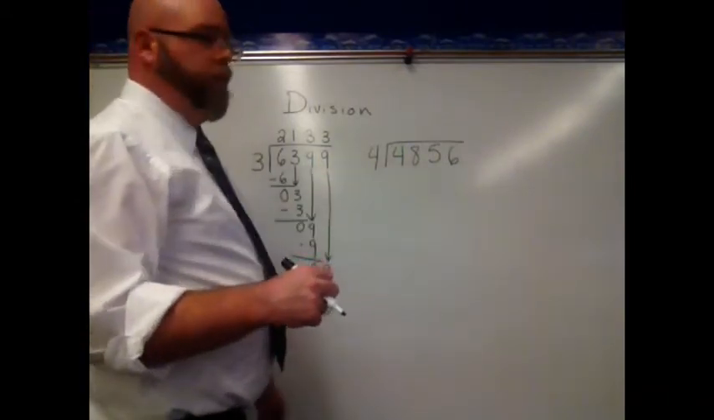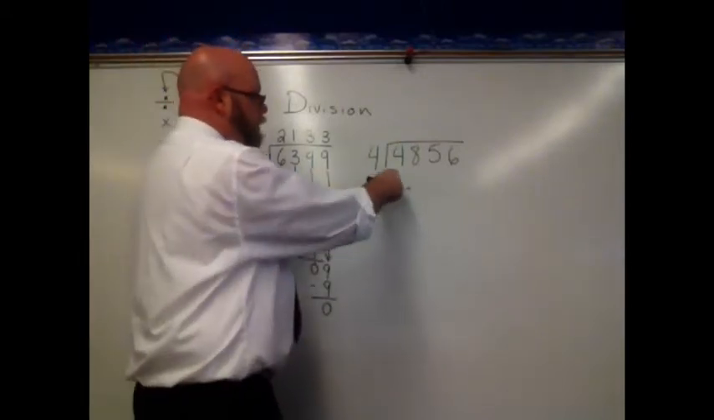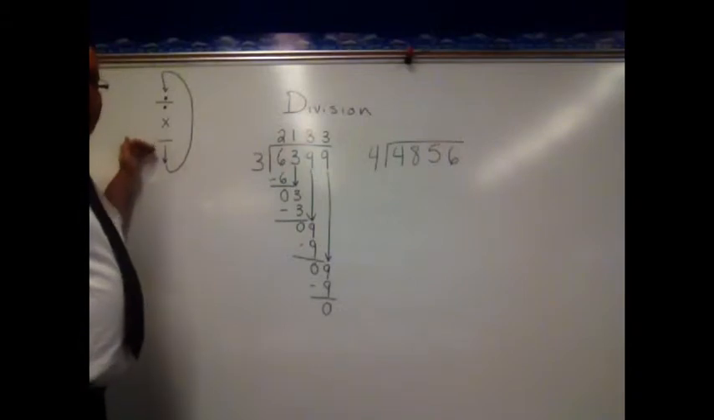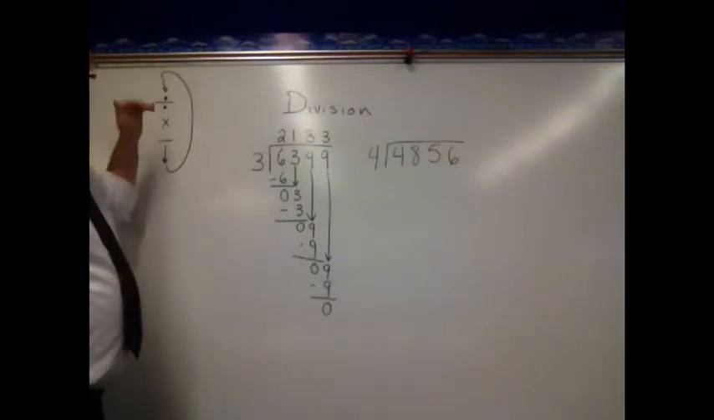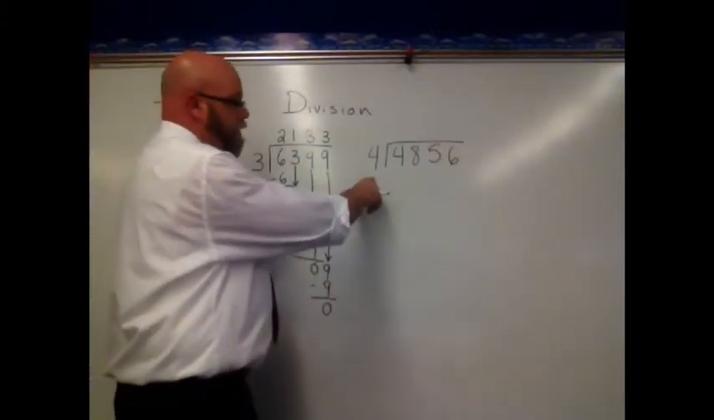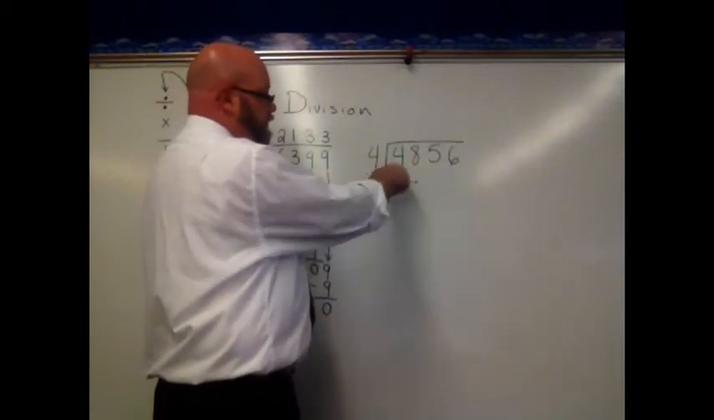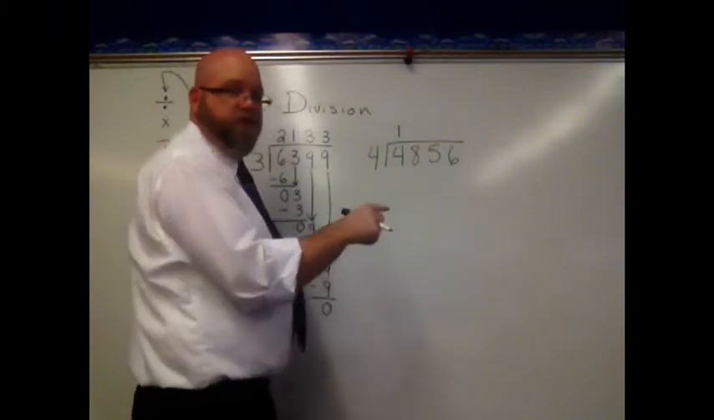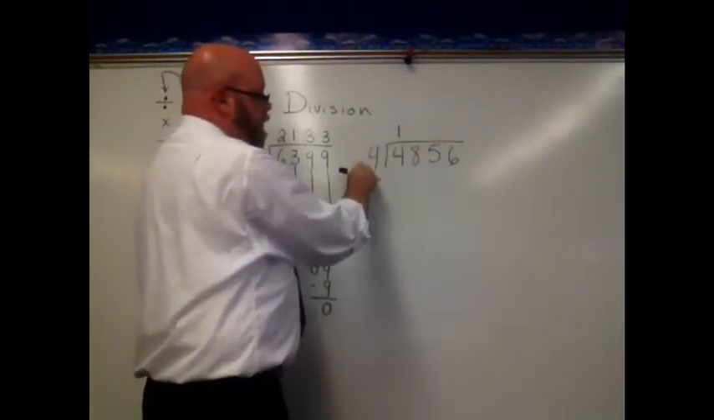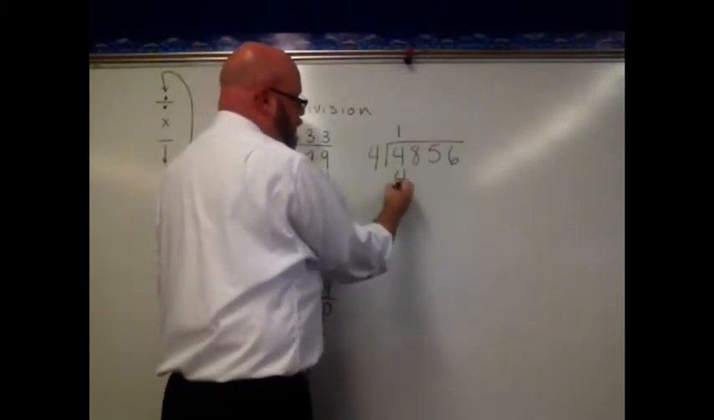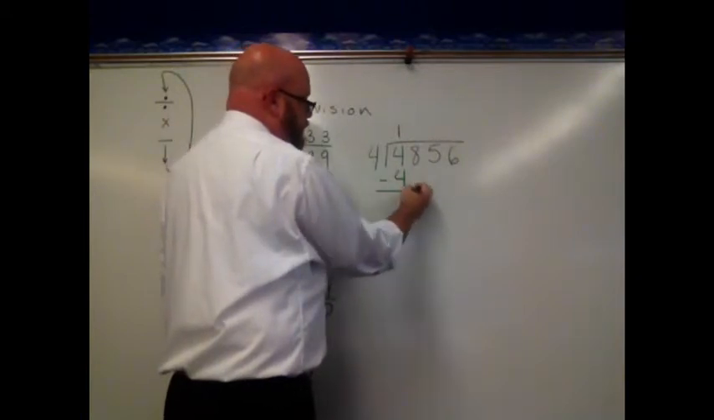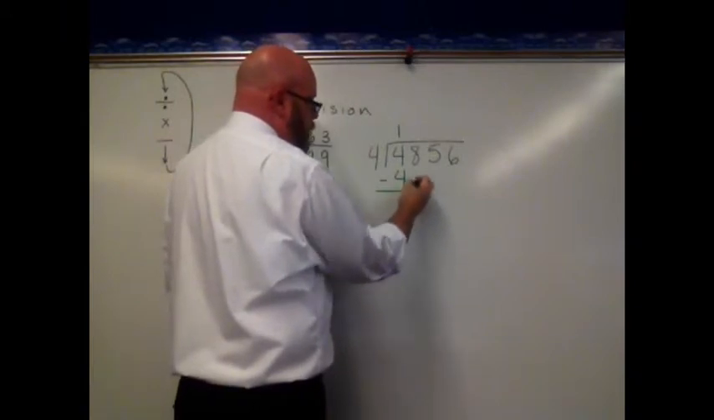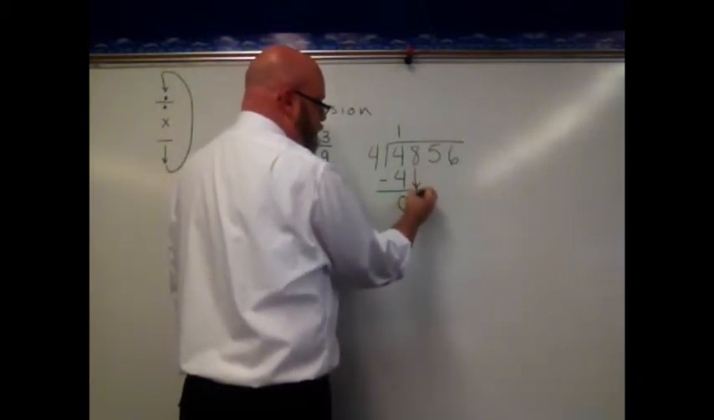4,856 divided by 4. Again, my steps are divide, multiply, subtract, bring down, and repeat. So let's look at that. 4 divided by 4 is 1. That's my division step. 1 times 4 is 4. Now I subtract. 4 minus 4 is 0. And I can bring down my 8.